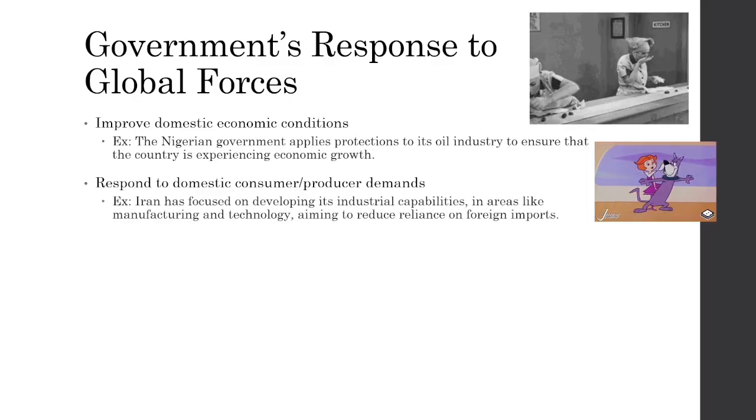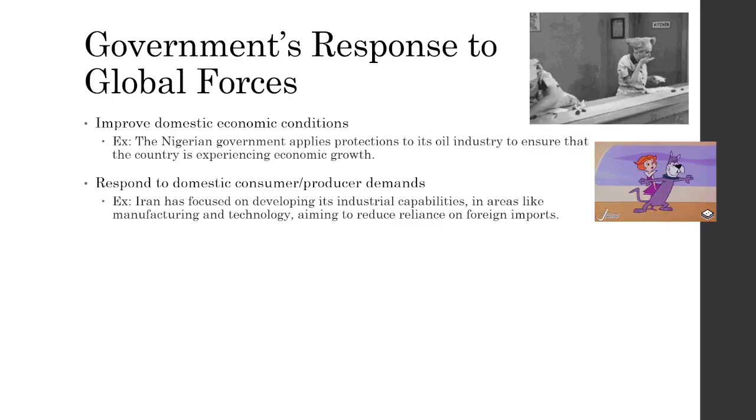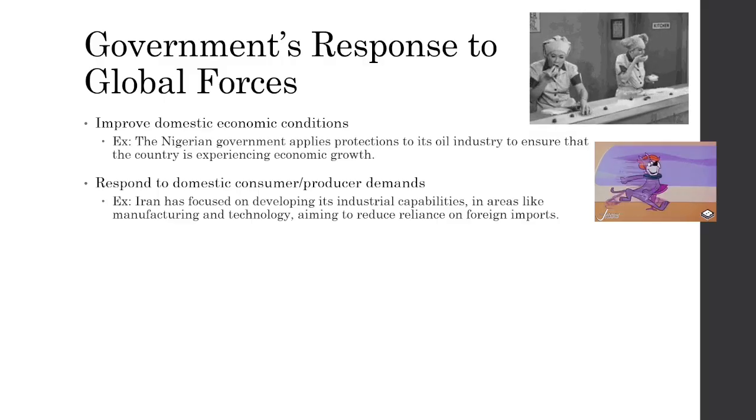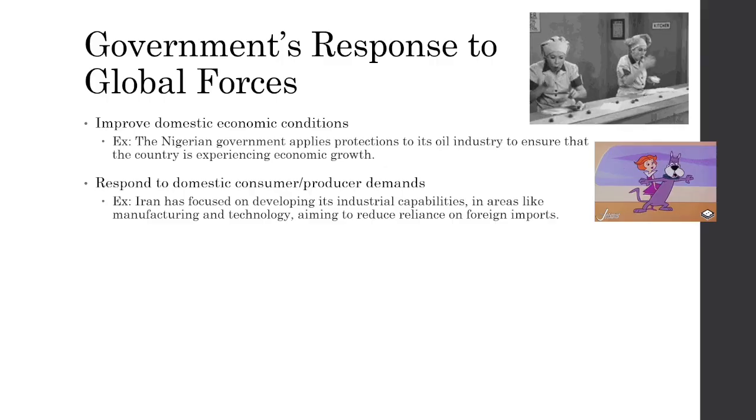So, for example, Iran, which I haven't discussed yet, has focused on developing its industrial capability, so its manufacturing, particularly in technology, and to reduce reliance on foreign imports, because that's going to cost them money to import. So if they can save the money on the imports and produce their own goods to use within the country and to trade, they can make a lot more money and improve their economy. And if they're making it within their country, they can respond to the supply and demand of their country as well, and what the citizens want related to technology.